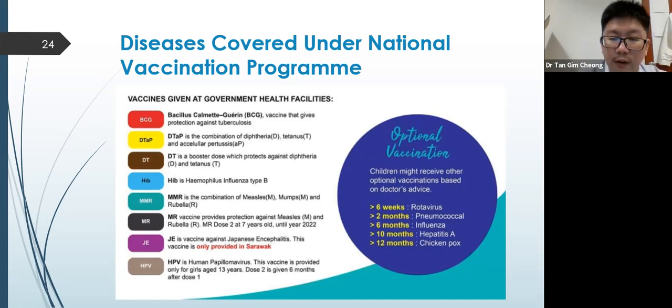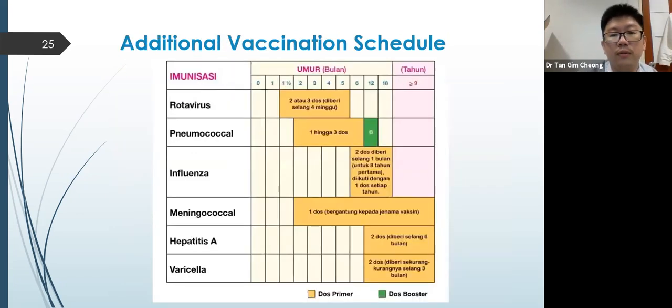Vaccination against influenza is also important, because we also have outbreaks of influenza. If you remember, last year before COVID, we were attacked by influenza in the northern region and the central region of Malaysia. A lot of schools, kids were infected by influenza. Then hepatitis A and chickenpox vaccines, you can choose to give to your babies to protect them from getting those infections. So these are the schedules.